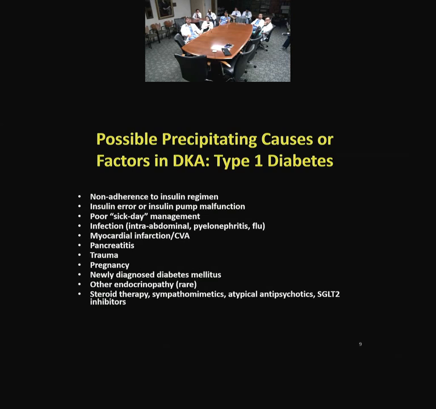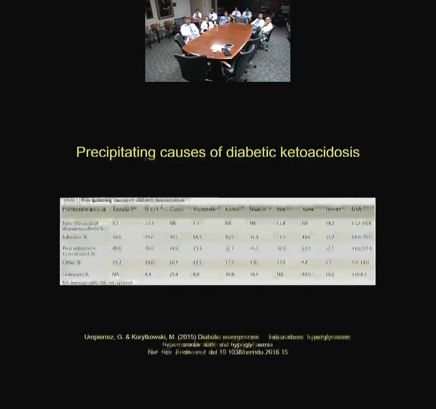So we tell our fellows to always go see a pregnant patient that comes in admitted with hyperglycemia, or people that come in newly diagnosed, or who are on some medication like steroids or antipsychotics. And now we see a lot of them with SGLT2 inhibitors, although they're not approved for type 1 yet, but we see a lot of people that come in with DKA.